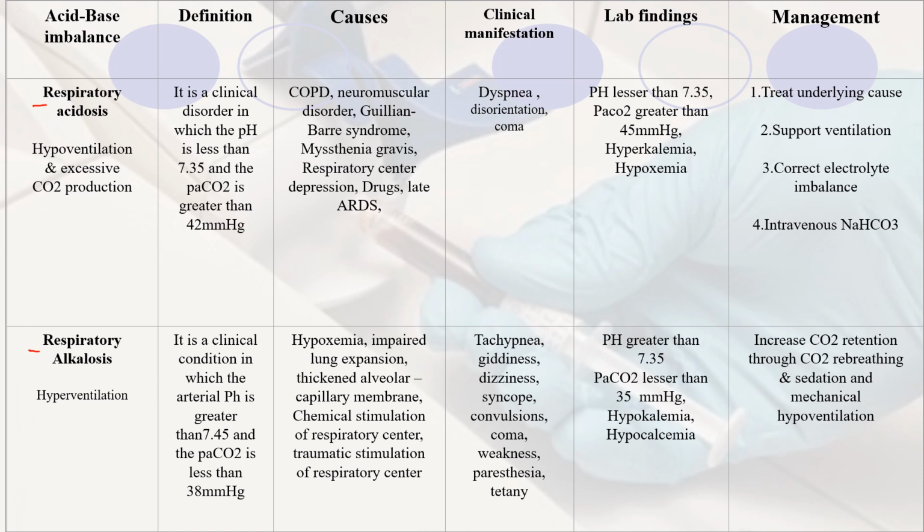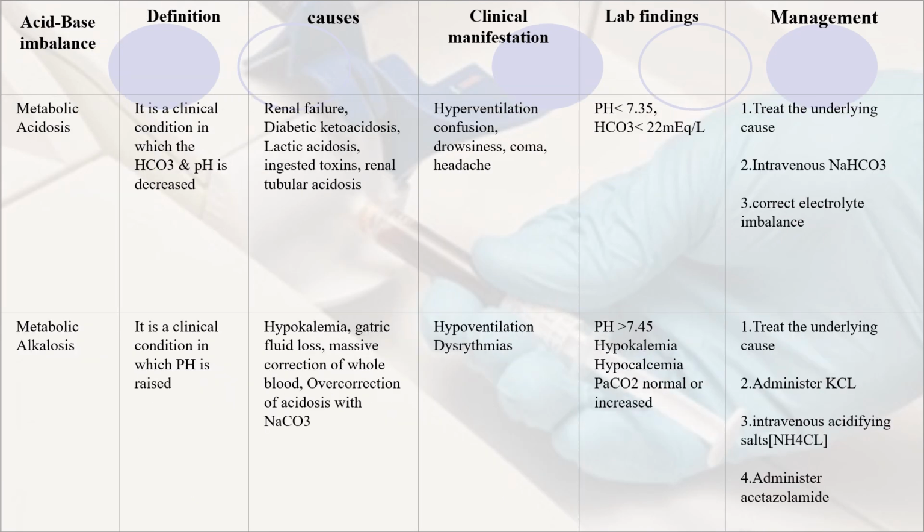Here it is hypoventilation, so carbon dioxide stagnates. The definition is already a repetition; it is given here, and the causes are also mentioned. What are the clinical manifestations, what are the laboratory findings, and what is the management for respiratory imbalances, that is respiratory acidosis and respiratory alkalosis. And here we can see metabolic acidosis and metabolic alkalosis: definition, causes, clinical manifestations, laboratory findings and management.